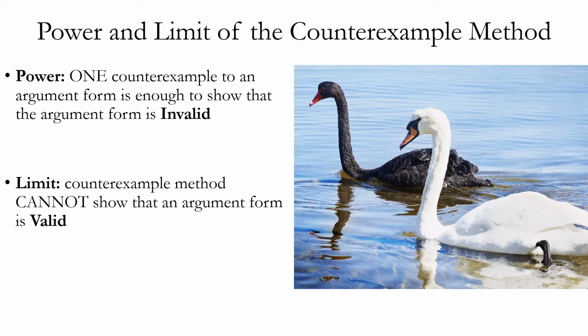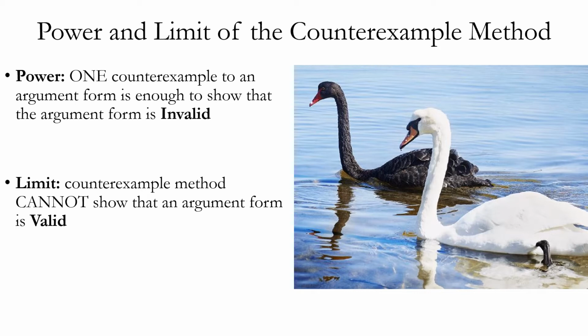The limitation of the counterexample method is that it cannot show that an argument form is valid. We need to use other methods to do that. So even if you have a bunch of substitution instances that don't have true premises and false conclusion, you will never be able to prove definitively that the argument form is valid, because it's always at least possible that there's another substitution instance you haven't thought of that does have true premises and false conclusion.